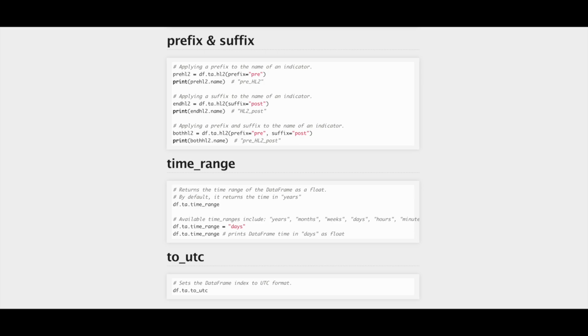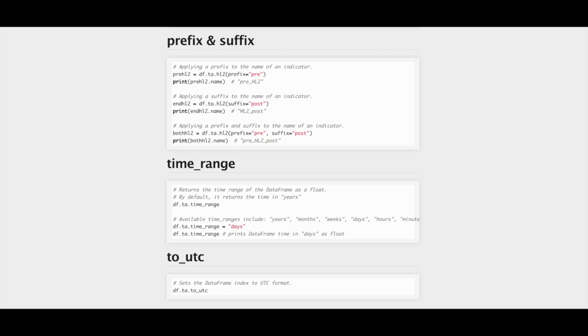The time_range property returns the time range of the data frame as a float. By default, it returns the time in years. Available time ranges include years, months, weeks, days, hours, and minutes. We can simply set the time range to days by running df.ta.time_range equals days.